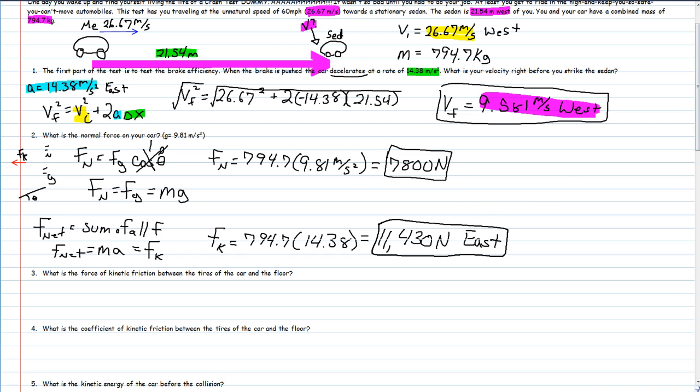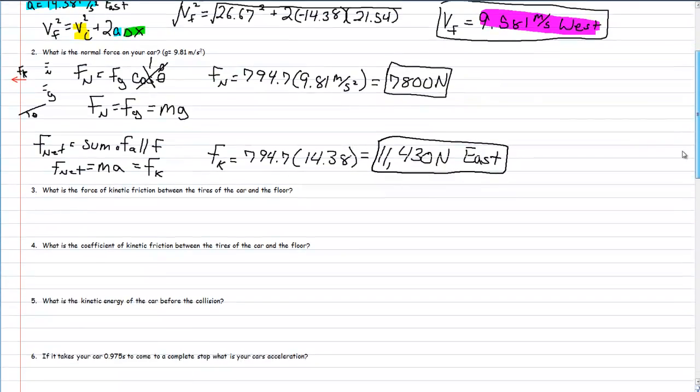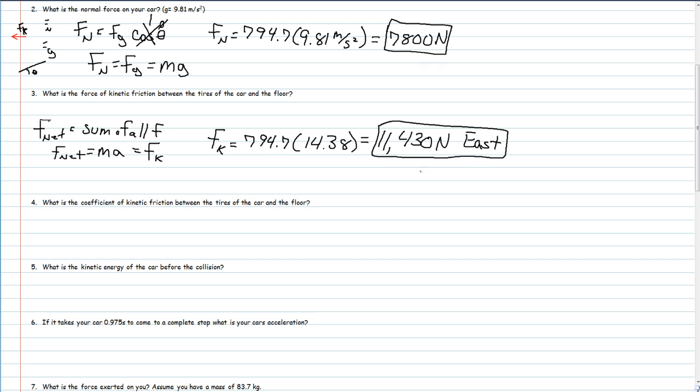Okay, so there are those 2 questions. So we have the force of kinetic friction now. We also have the normal force, and so this asks us what is the coefficient of kinetic friction, and we know that mu sub k equals F sub k divided by Fn. So this is another equation that we had. So I just take my F sub k, which is 11,430, and I divide it by 7,800, and I get a mu sub k of 1.47, and there are no units involved in this.